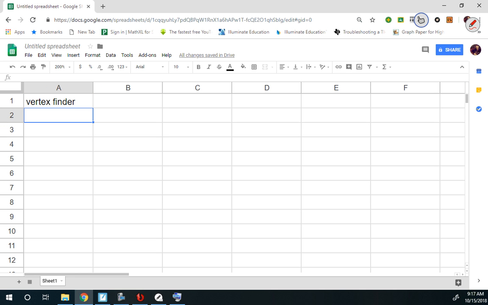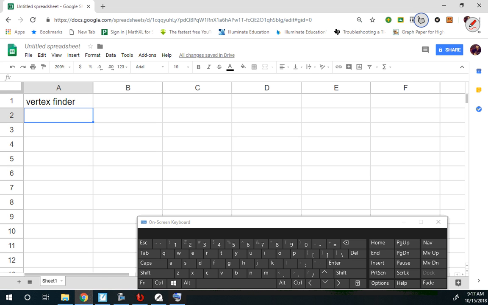Okay. So I'm going to call this Vertex Finder. I'm going to put in my A value here, my B value here, and my C value here. I'm going to have it return my H and my K. Is anybody picking up what I'm putting down here? You see what I got going on here?